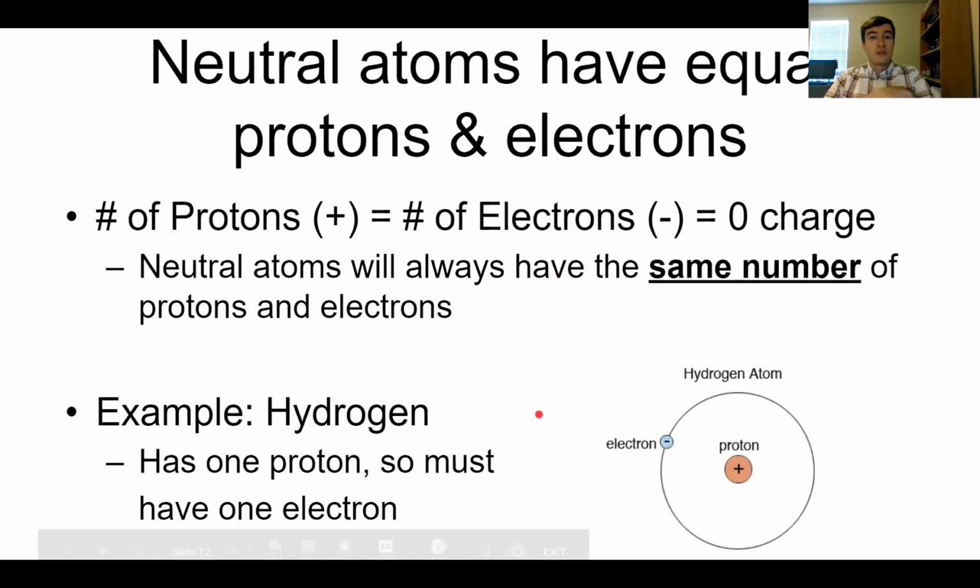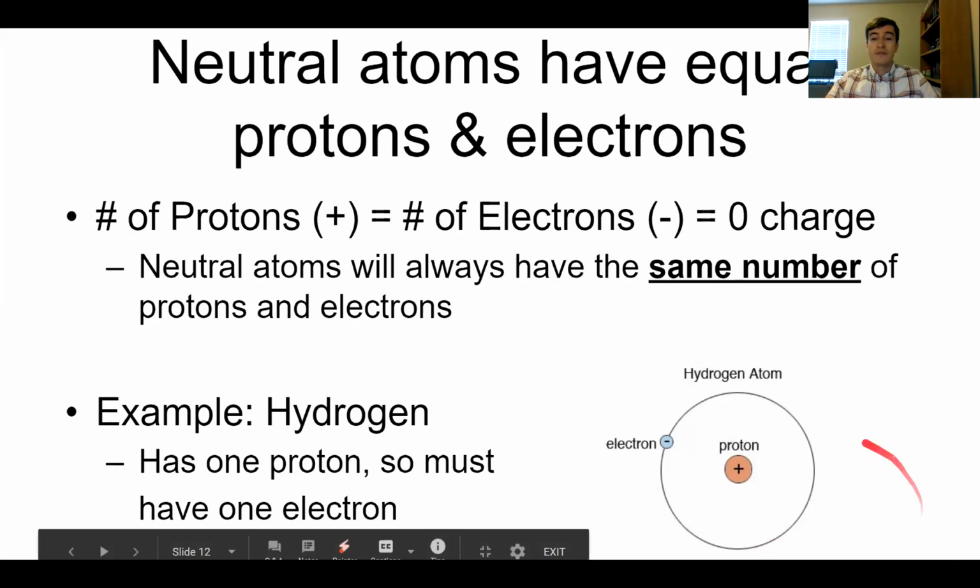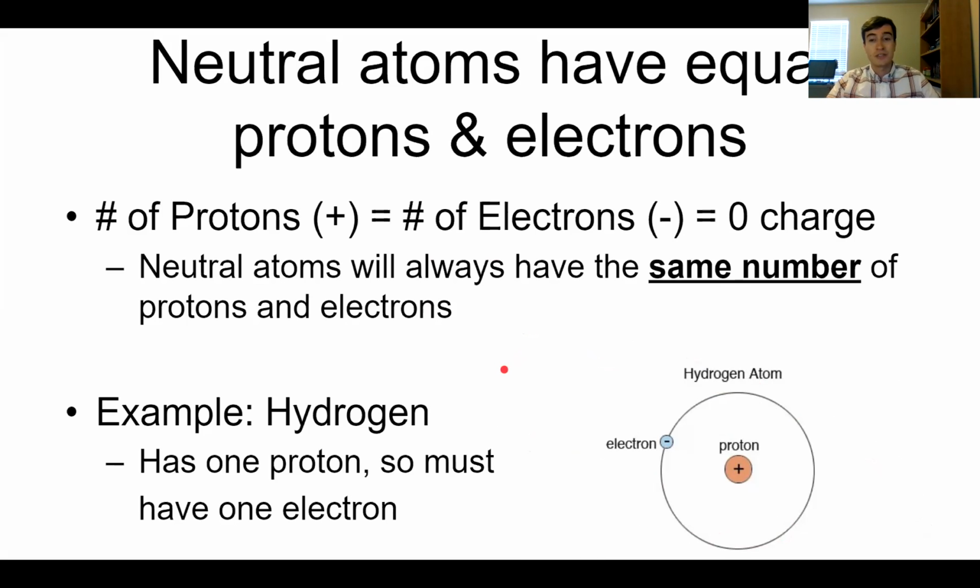So when we're looking at the homework in a little bit and it's asking about figuring out numbers of protons, neutrons, and electrons, we want to make sure that we have the same number of protons and electrons in every single one of the atoms that we're going to be looking at.